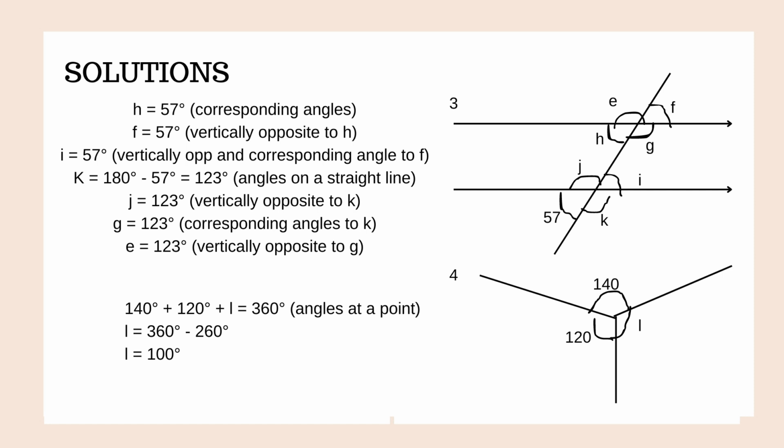Then I have J is vertically opposite to K. I have G is corresponding to K. Then I also have E is vertically opposite to G.